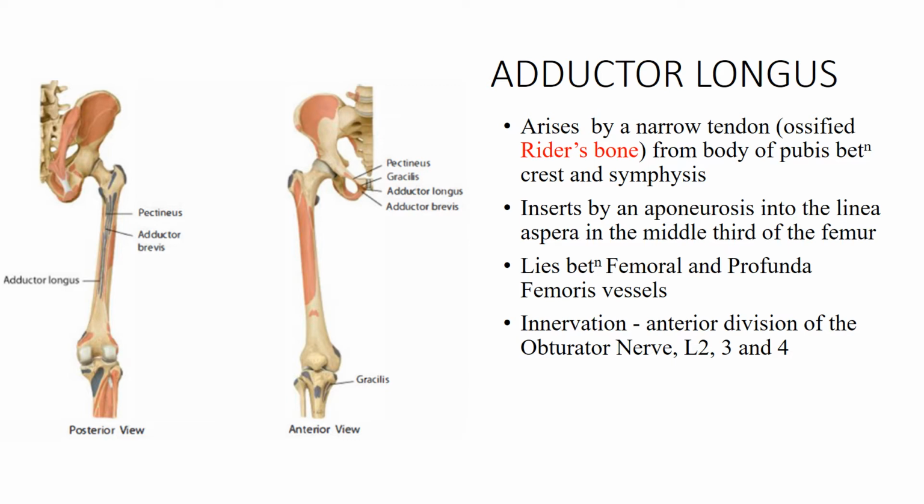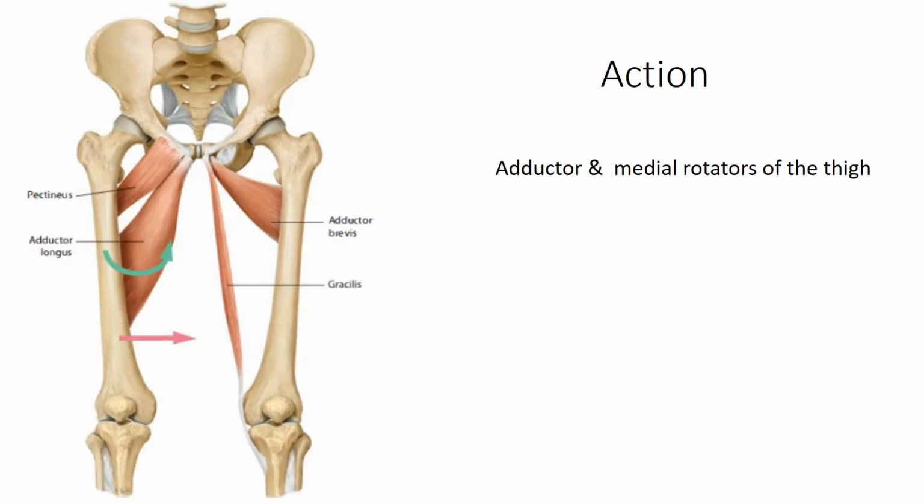And as we have already discussed, this muscle lies between the femoral and the profunda femoris vessels. This is the intermediate portion which divides the femoral vessels, which are lying superficial to that, and the profunda femoris, which is lying deep to that. And so this is the adductor longus, lying in the same plane as that of the pectineus.